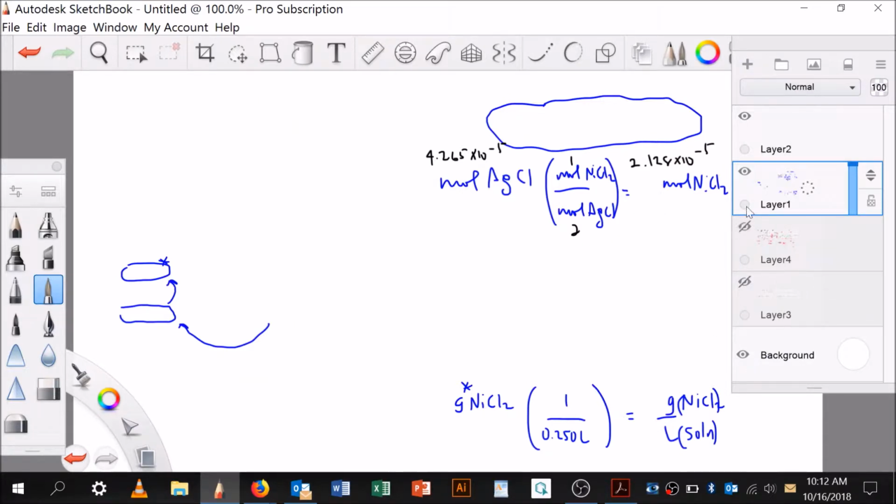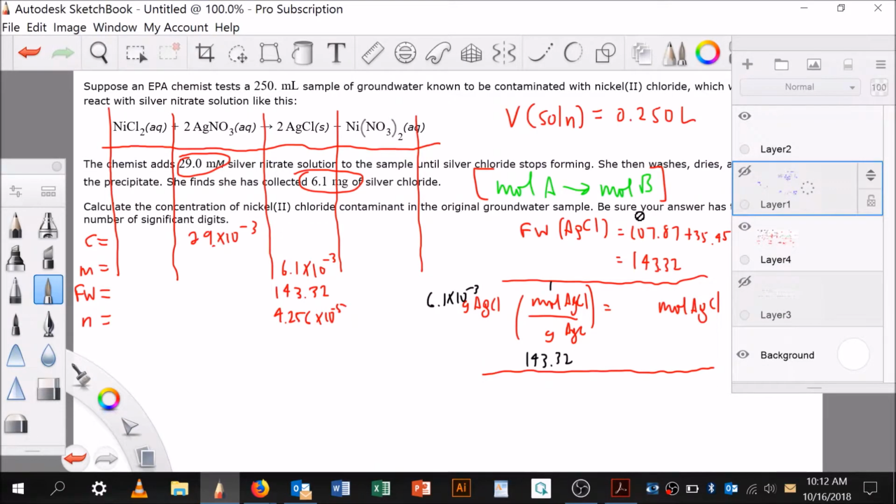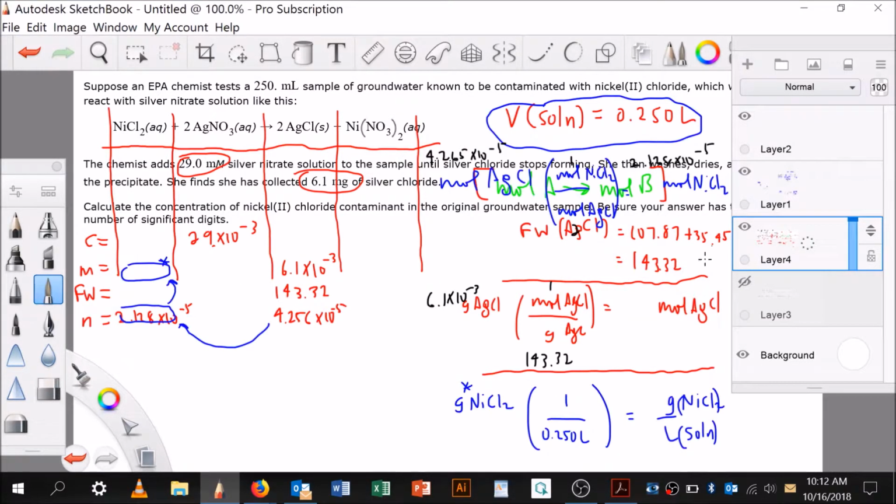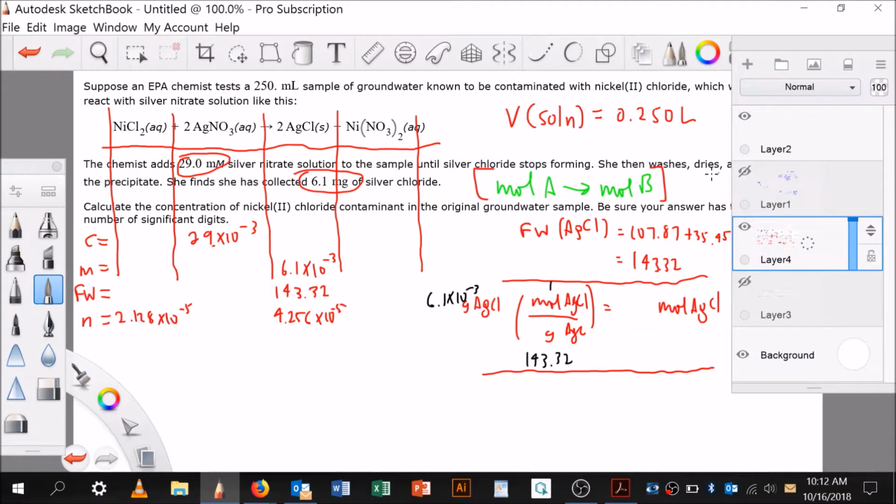Okay? So let's go back over here now. Let me get rid of that. And I'm going to put it here. You saw how I got that, right? 2.128 times 10 to the minus 5, right? Now, in order to get from that to mass, which is what I need here, I'm looking for mass. You see that? In order to get that, I'm going to need the molar mass.